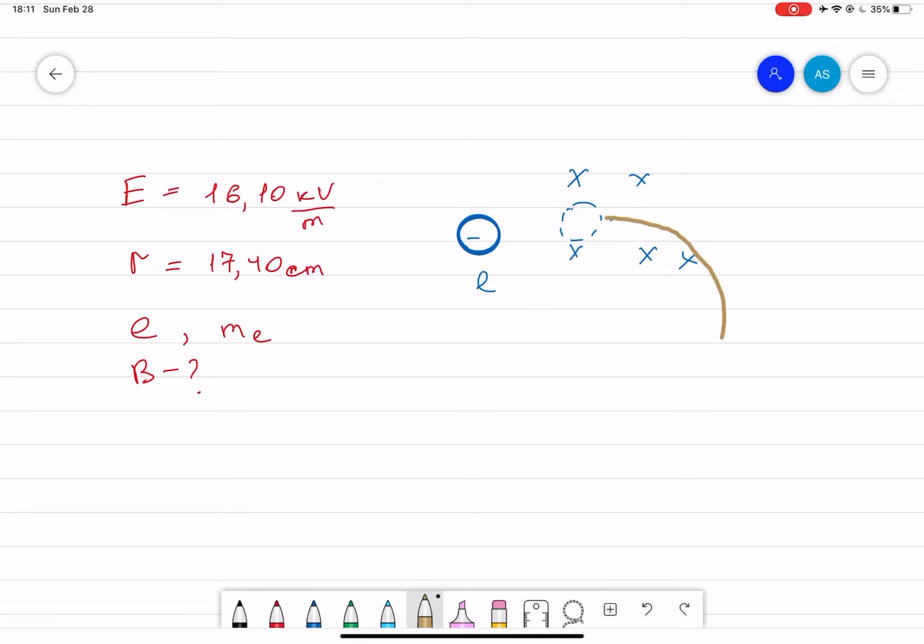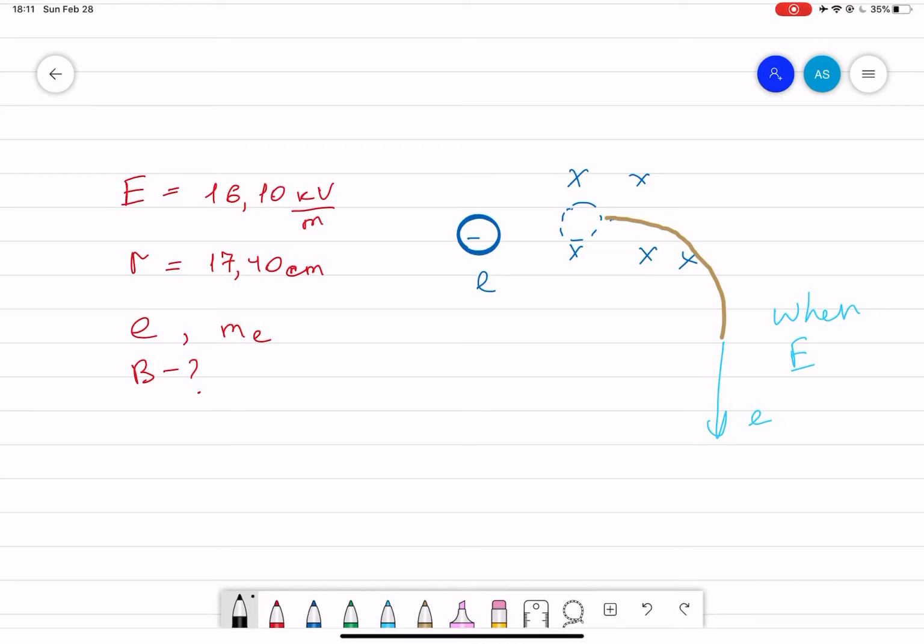However, when the electric field E is applied, the net force becomes zero, and then it will not move along the circle, but rather it will move in a straight line. Okay, so let's find B now.